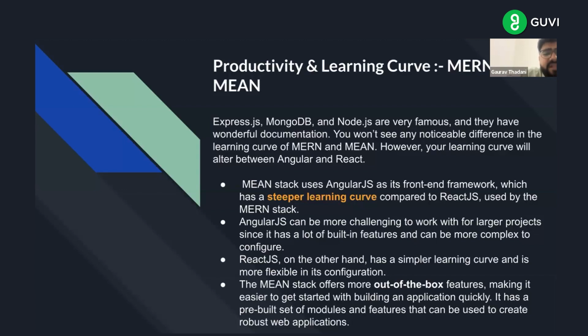because the learning curve, or the time duration for learning MERN, is very much less compared to MEAN, because the Angular part takes a little bit more time in MEAN. MEAN means MongoDB, Express, and Node are the same, but anyhow, Angular takes a little bit more time. It can take a lot of time. So definitely you have to think like that.